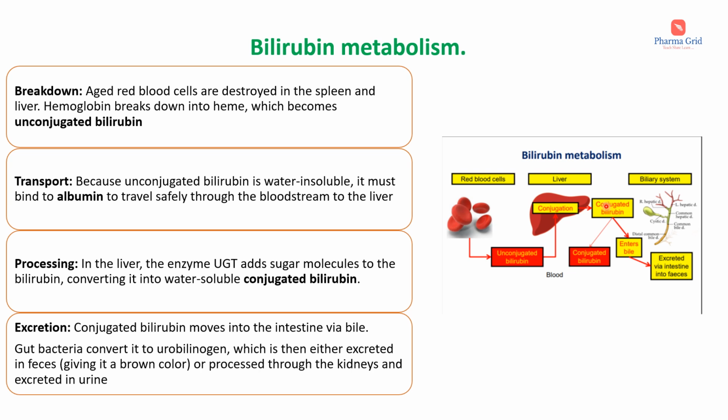Then the last step is excretion. This conjugated bilirubin moves into the intestine via bile. The gut bacteria convert it into urobilinogen, which is then either excreted in feces, which gives it a brown color, or processed through the kidneys and excreted in urine.